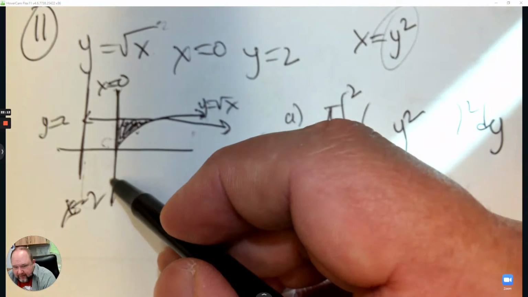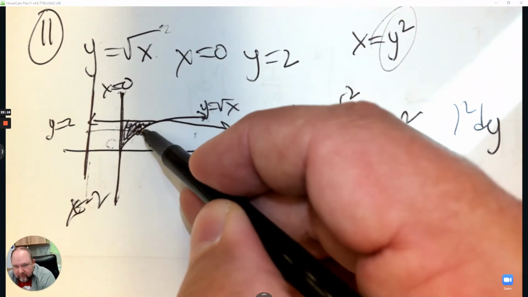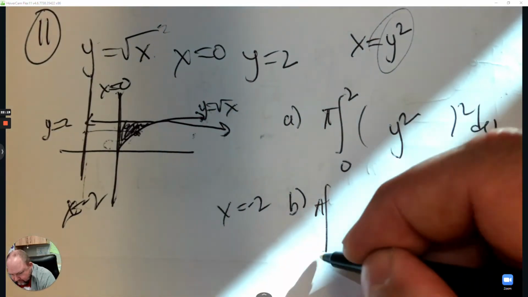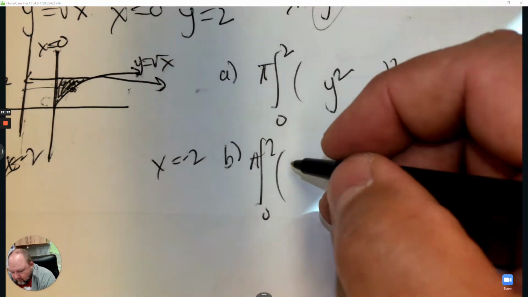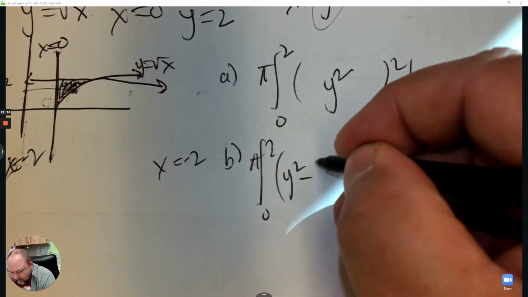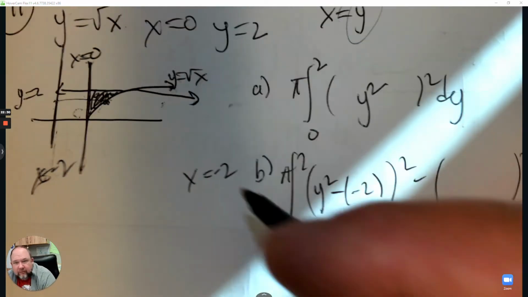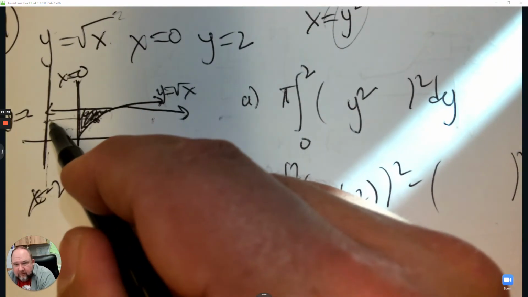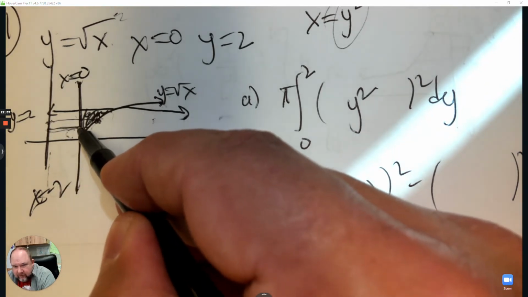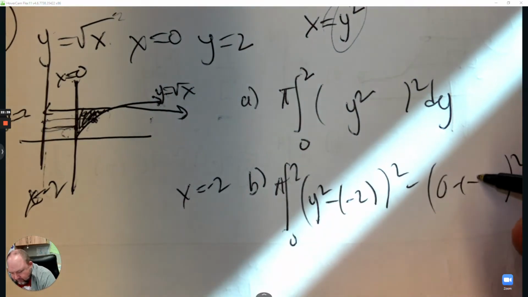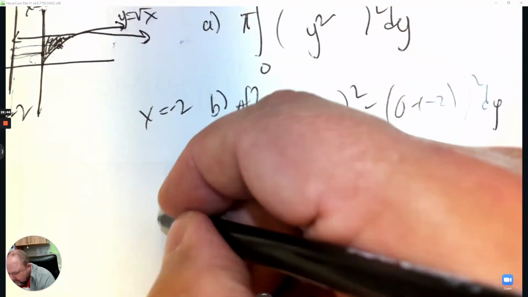So here's x equals negative 2. The big radius from the right to the left. So the curve and negative 2. So there's 2 of them. The curve, which is y squared, subtract a negative 2. And then the small radius would just be from here to here, to the beginning of the area. So that's 0 subtract negative 2, or just 2. In part C, it's x equals 4.